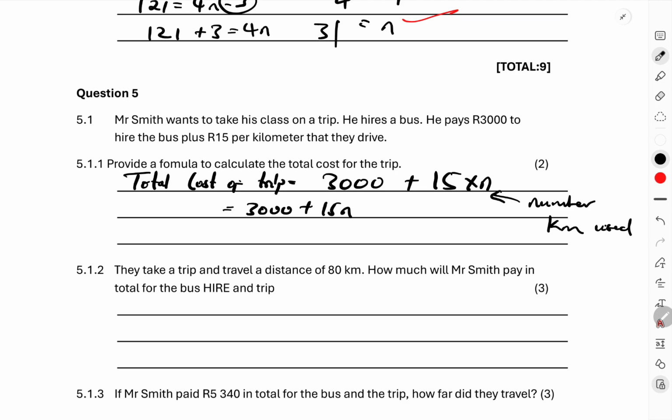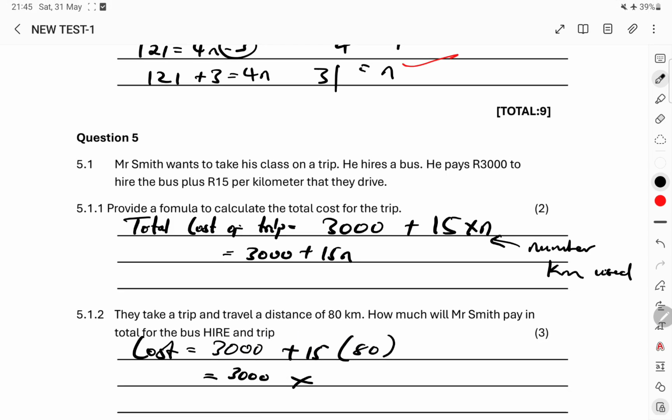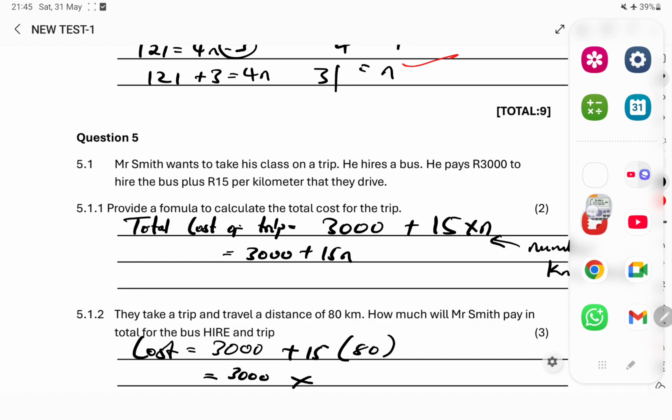Now, 5.1.2, they take a trip and travel a distance of 80 kilometers. How much will Mr. Smith pay for the total trip and for him to hire? So the total cost is going to become 3,000 rands for hiring the bus plus 15 rand for every kilometer. And how many kilometers did he drive? He drove 80 kilometers.